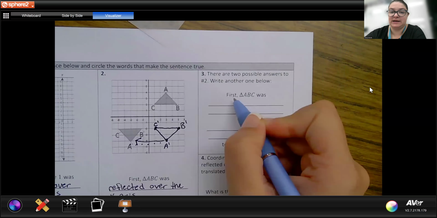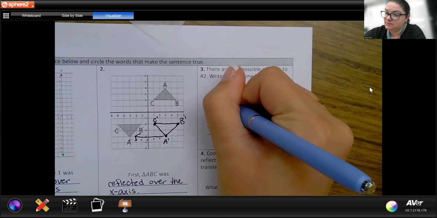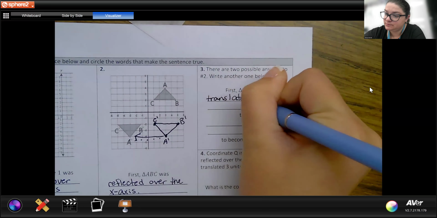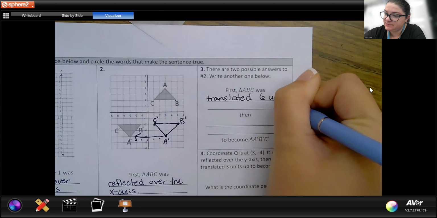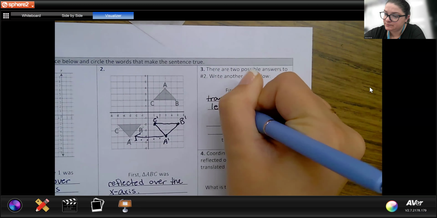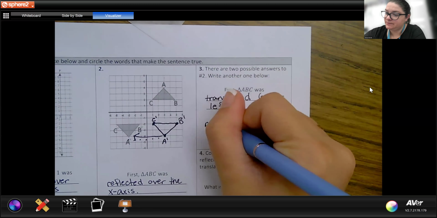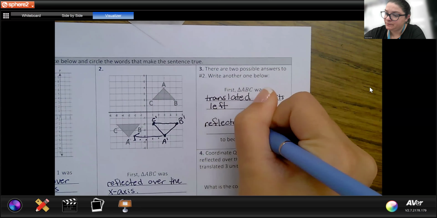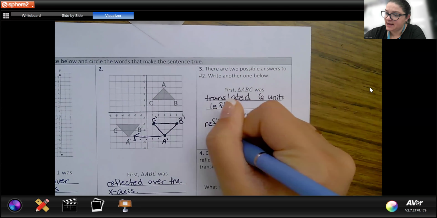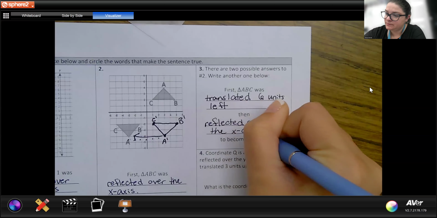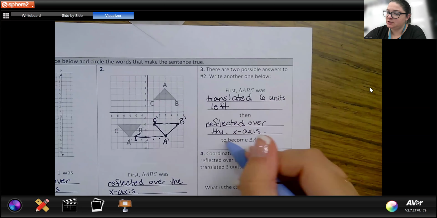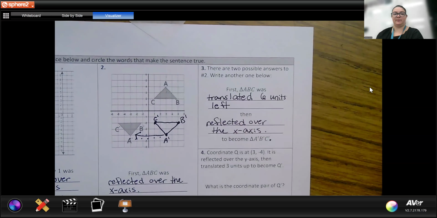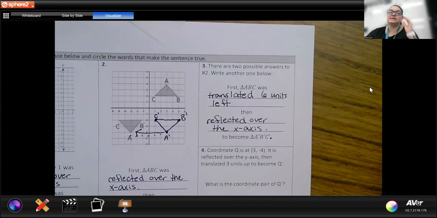So I can say first triangle ABC was translated 6 units left, then reflected over the x-axis. Oops, did not mean to put a period there, to become A prime, B prime, C prime. This does not always work, so it is very important to be mindful of the fact that sometimes you can reverse the order and sometimes you can't.